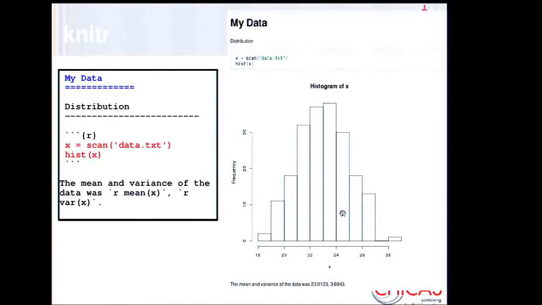The boss comes along and says, oh, the data was wrong, here's the new data set. And I just do one line of command, and I get a new histogram, and I get the mean and variance, and I print that out and say, there's my report. And that saves masses of time.